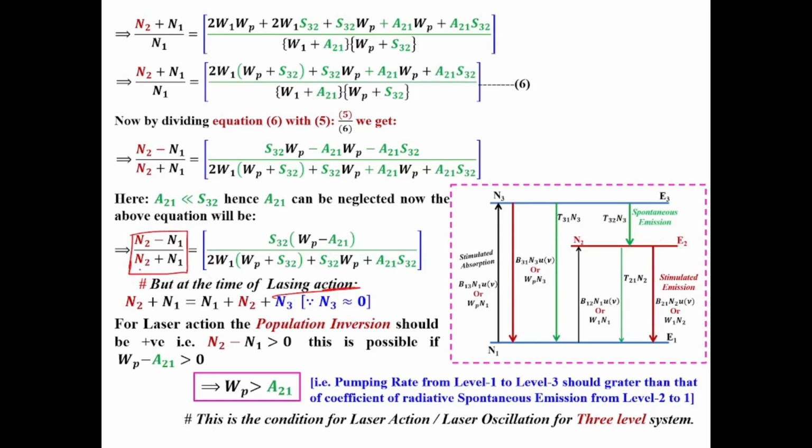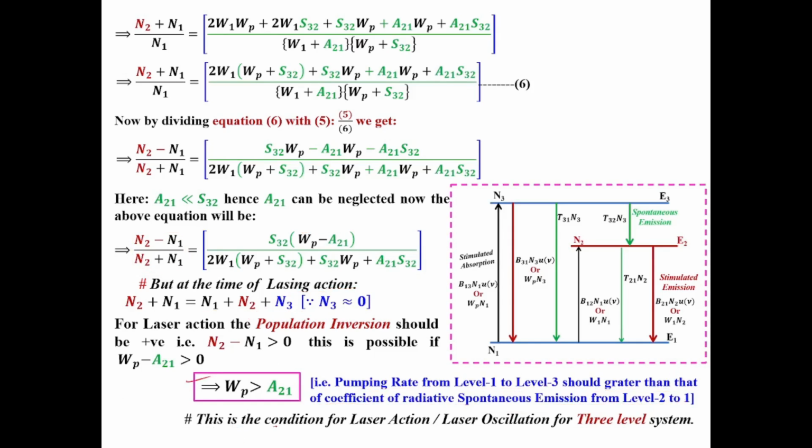Okay, because N2 plus N1 is nothing but N itself, the total number of atoms, because at the time of lasing action N3 is approximately 0. So here the population inversion will be positive. How will it be positive? It will be positive when this numerator is positive. The numerator will be positive when this WP is greater than A21. That means what? WP represents the pumping rate from level 1 to 3, and it should be greater than the coefficient of radiative spontaneous emission from level 2 to level 1.